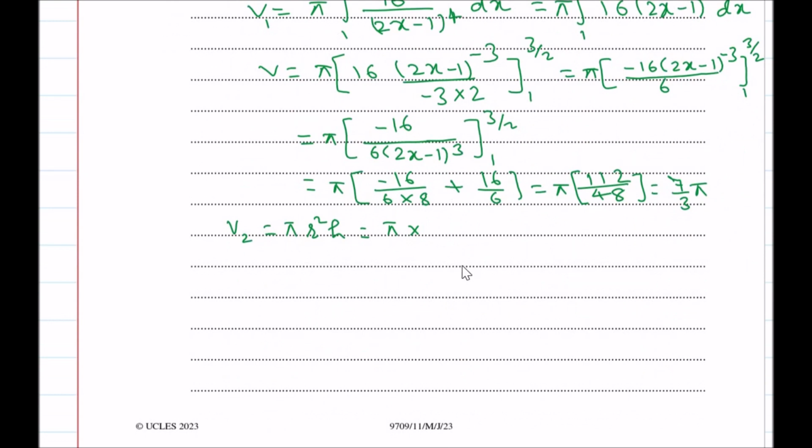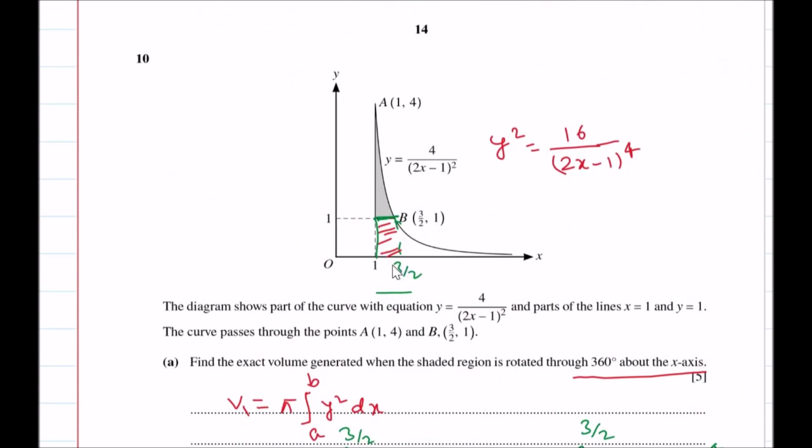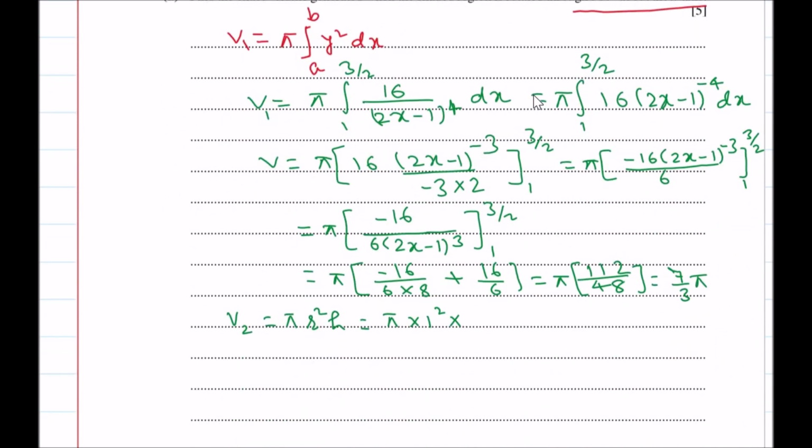So let us take 1 square into height. Height you can see is 3 by 2 minus 1, that is 1 by 2. Cylinder length is 1 by 2. That means it is half pi.